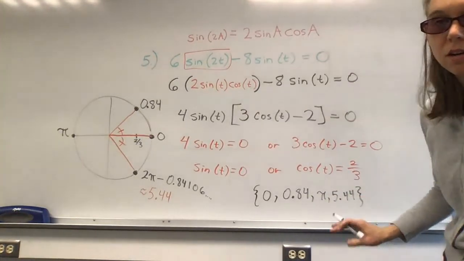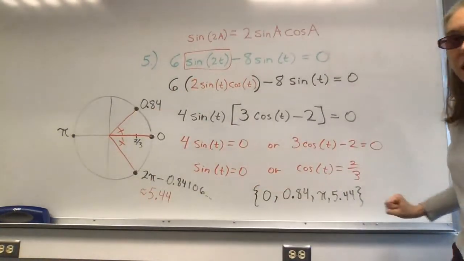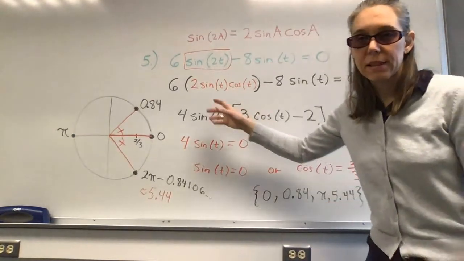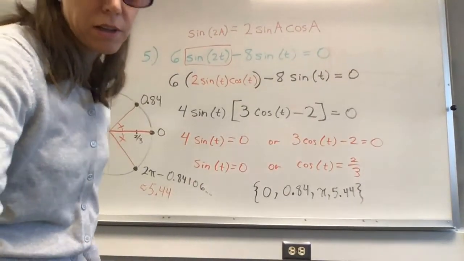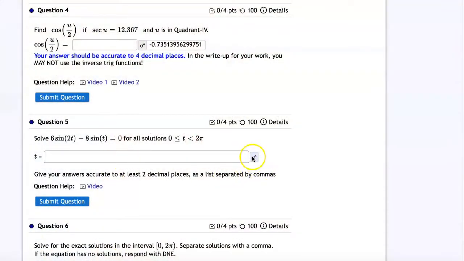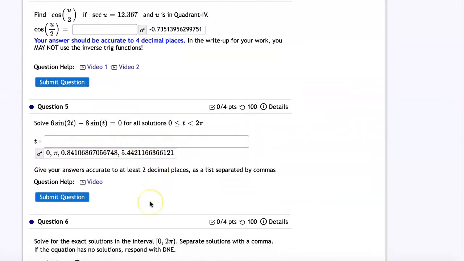Now, if you are writing all of your solutions over here on the circle, you do not also need to list them out. You do need to show that t is equal to these values at some point. But then you're going to write your final answer online. So here we have 0, pi, 0.84, and 5.44. You see that they did not write them from least to greatest as I did. And you can go further than 2 decimal places. It's accurate to at least 2 decimal places. So it doesn't matter if they are from least to greatest or not, as long as you have them all listed out, separated by commas.